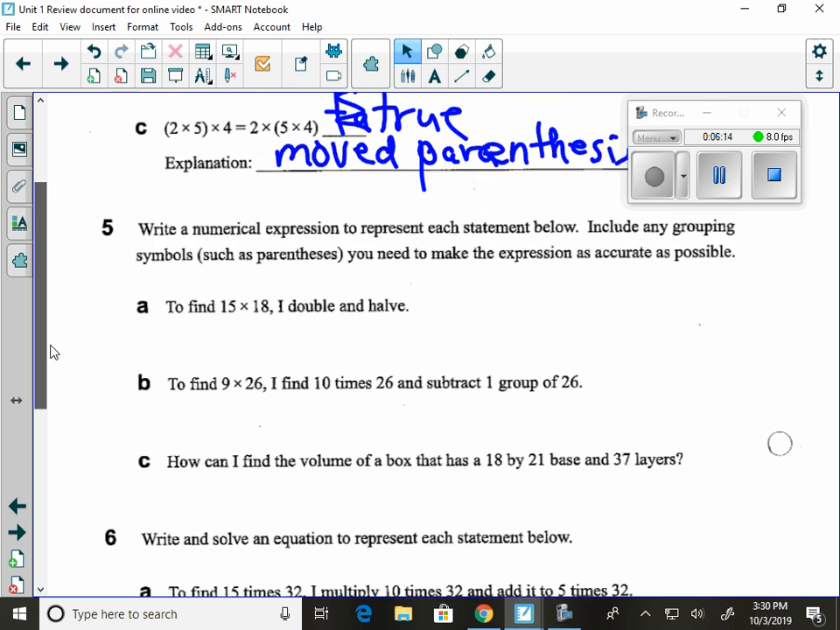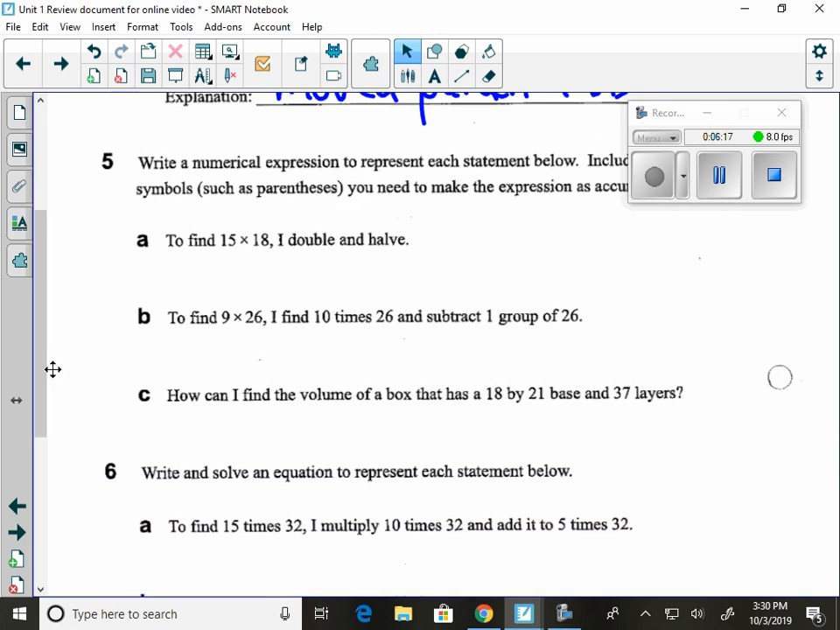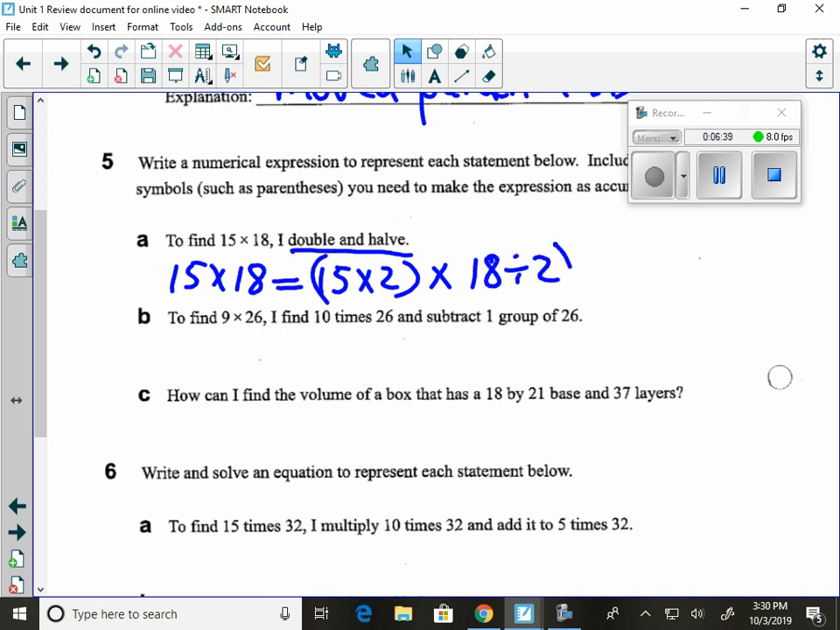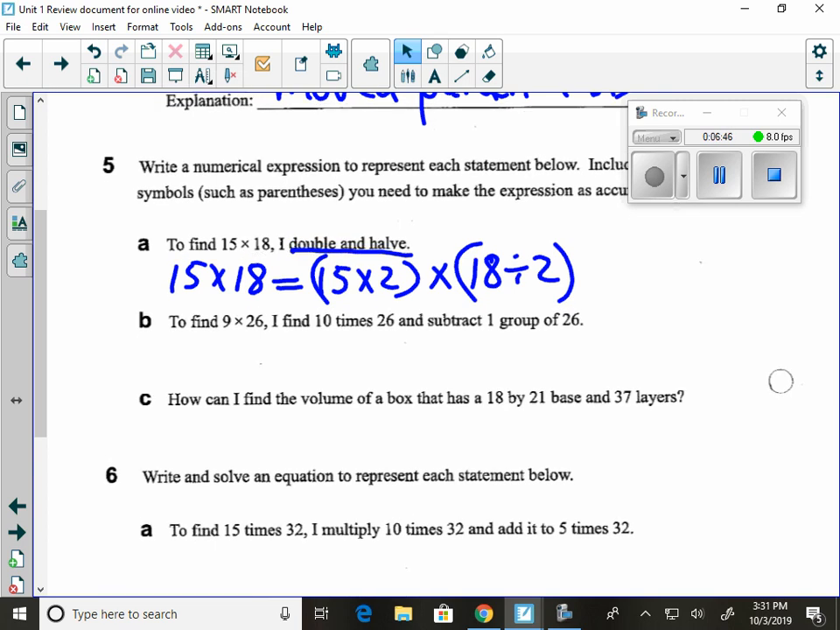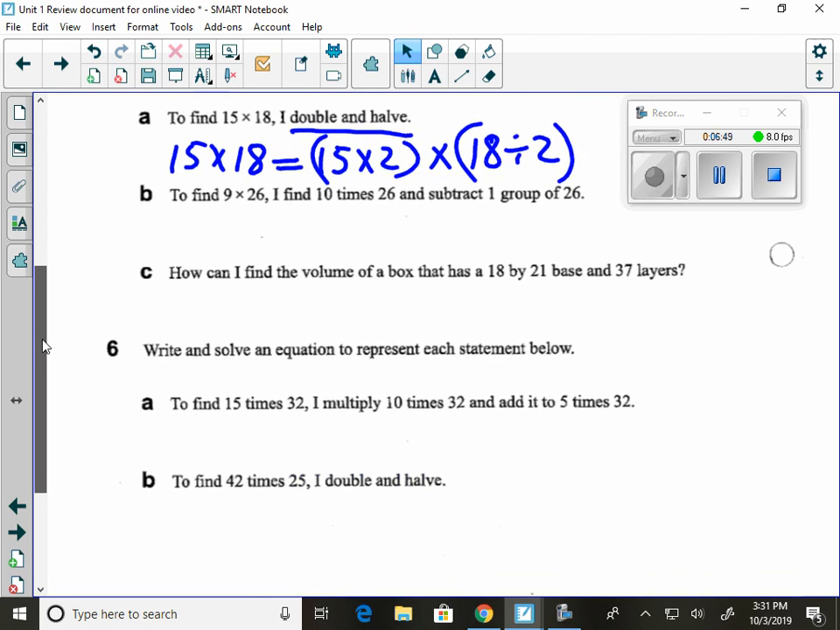Right, number 5. Write an expression for each statement using parentheses where you need to. So on this one, we're going to say 15 times 18 is going to use the doubling and halving. So it's equal to, we can't cut 15 in half, so we're going to have to double the 15. And we're going to multiply that by half of 18. That's all you need. Now, we could go to 30 times 9, but you don't need to do it that far. 30 times 9 is not where you want to be. That's starting to solve the problem.